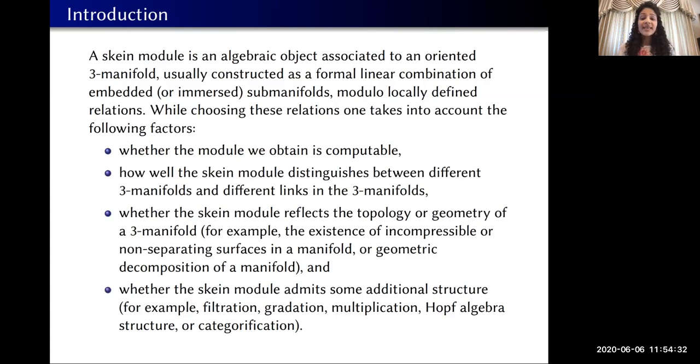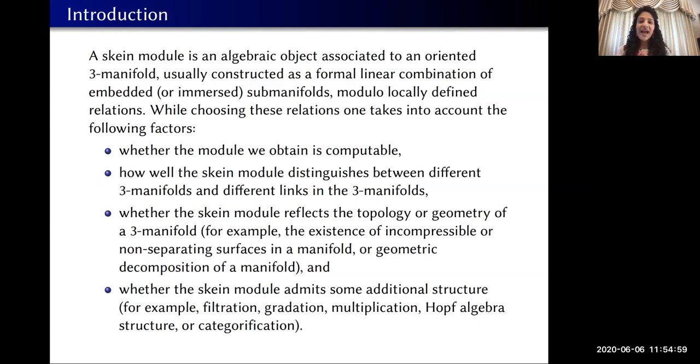Or whether the Skein module admits some additional structure. For example, does it have some algebra structure? Is it a Hopf algebra? Can you categorify the Skein module and so on? So there are numerous definitions of Skein modules associated to a three manifold. But what all these definitions have in common is that they try to capture some information about the knot theory that the three manifold admits.